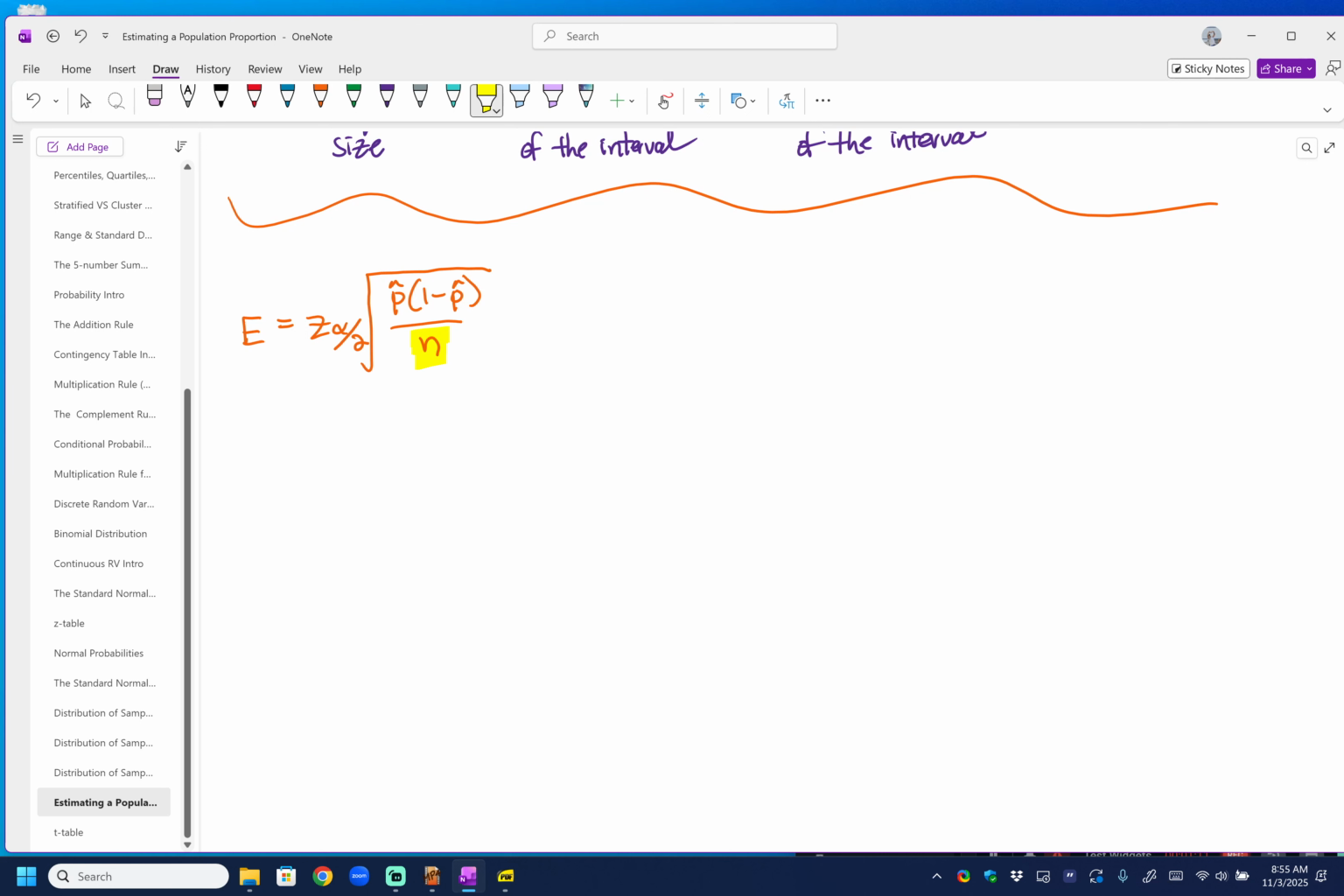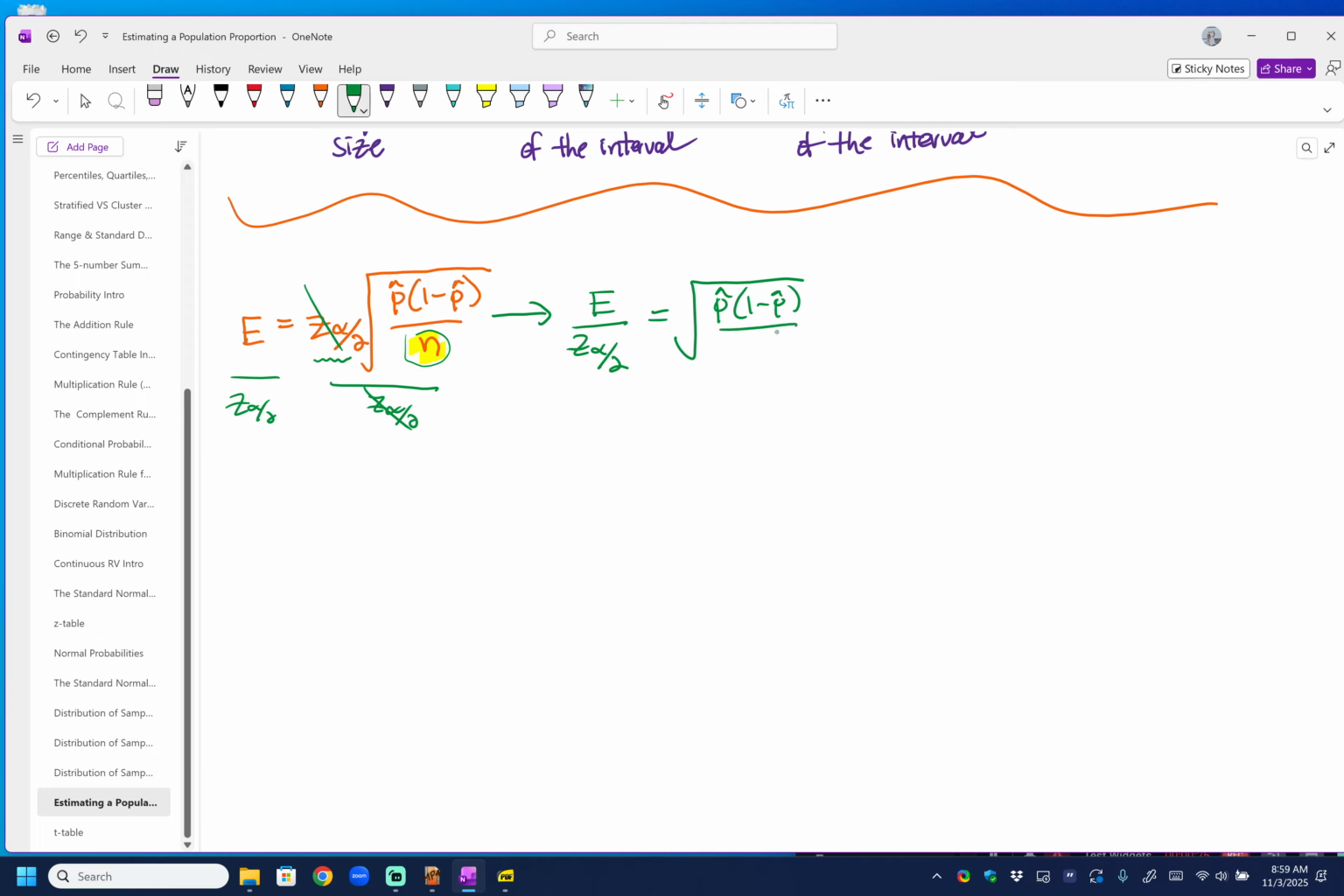All right, let's do some algebra here. We need to get this z alpha over 2 away from the radical, because remember, we're trying to solve for n. So we're going to divide both sides by z alpha over 2. Okay, our z alpha over 2 is gone, and we end up with e over z alpha over 2 equal to the radical expression p hat 1 minus p hat over n.